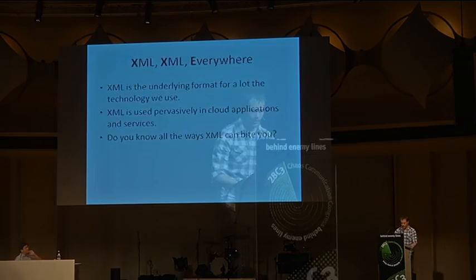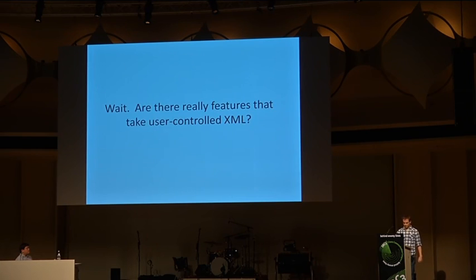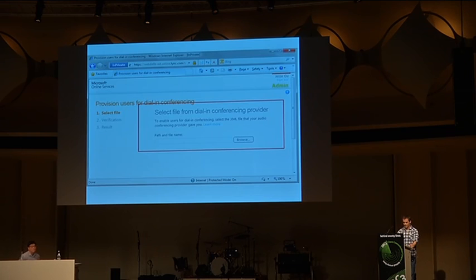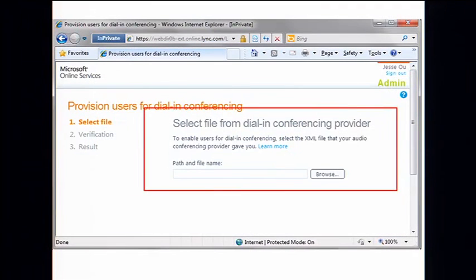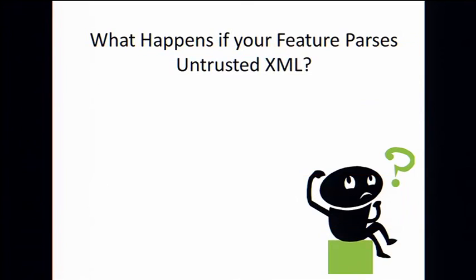All right. XML attacks. Obviously, XML is used pretty much everywhere. It's used tons in configuration setups and whatnot. It's used pervasively in cloud applications too, which is where we spend a lot of our day. So that's why it's important to us. So wait, are there really features that take user-controlled XML? Here's two products we support. This is Link Online. They take XML. And this is ACS, which is another product we support.